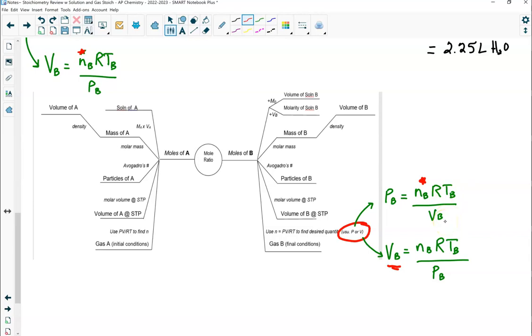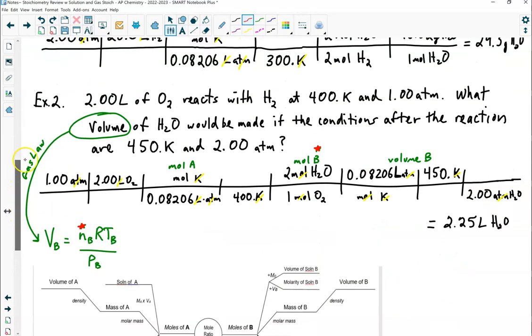So again, you can use the ideal gas equation to calculate either pressure or volume of a gas under certain final conditions, given basically any one of these starting amounts of substance A, but in this case we were talking about gas laws, so we had pressure and volume and temperature of oxygen.